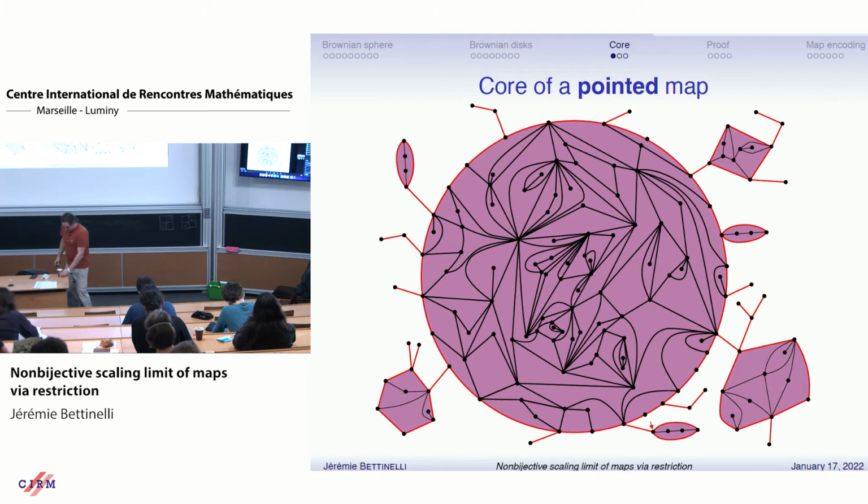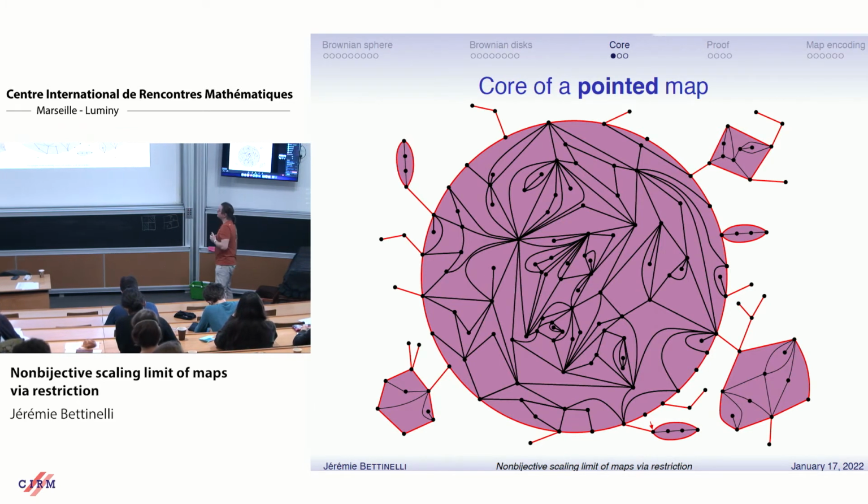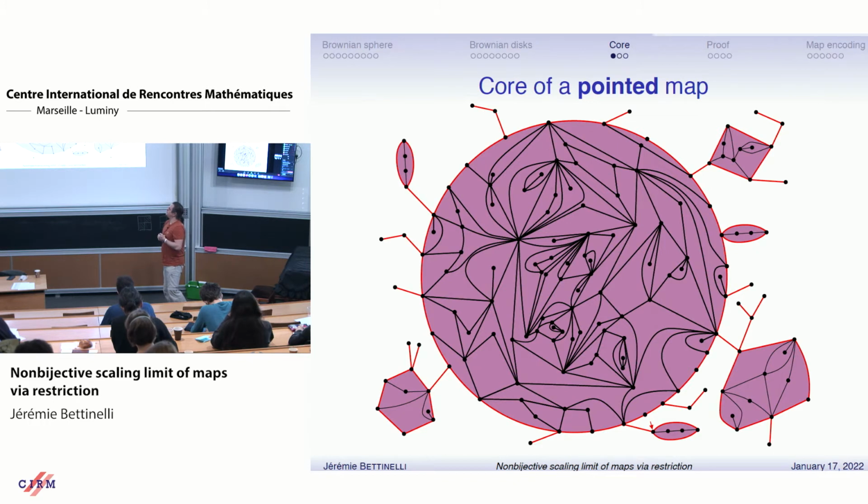So this is the result I want to focus on now. How do we show this result without using the usual route, but by comparison with a model I already know results about? First of all, I will define the core of my map.